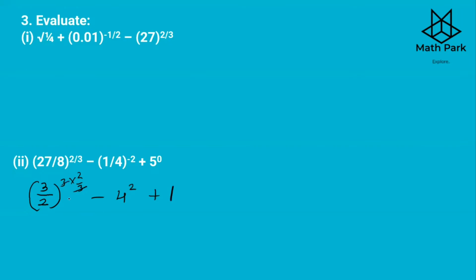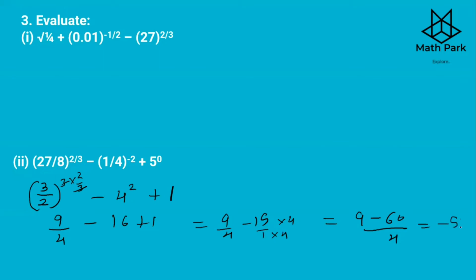Now we get 3 raised to 2 is 9, 2 raised to 2 is 4. So 9 upon 4 minus 4 square is 16 plus 1. So let us simplify this. Minus 16 plus 1 is minus 15. So 9 upon 4 minus 15. So 15 upon 1, we multiply by 4 to have LCM here. So we get 9 minus 15 fours are 60 upon 4, which is minus 51 upon 4. This is the answer for question number 2.